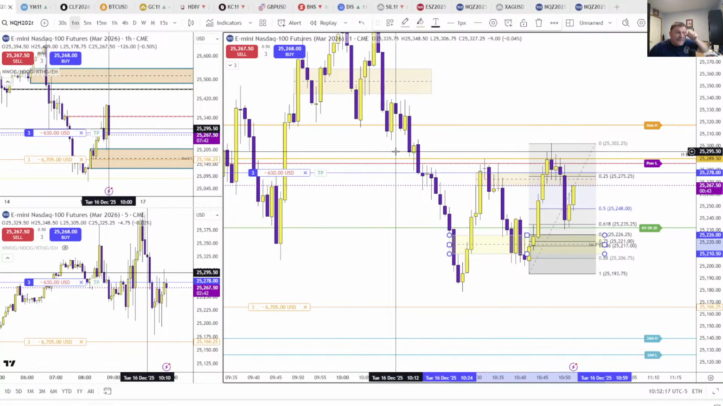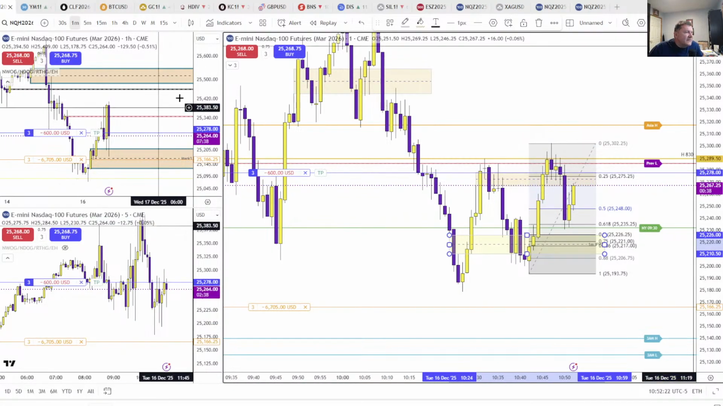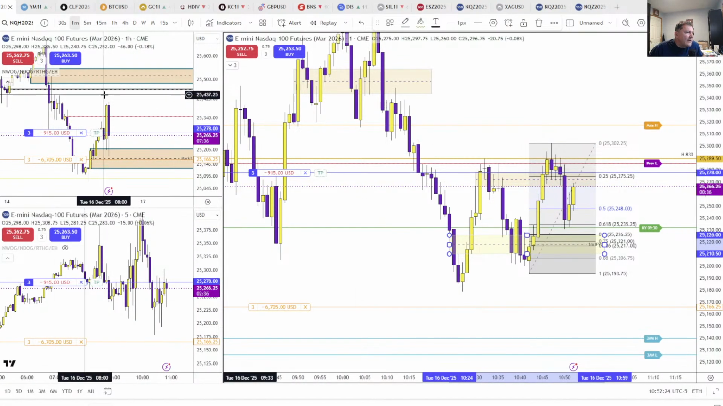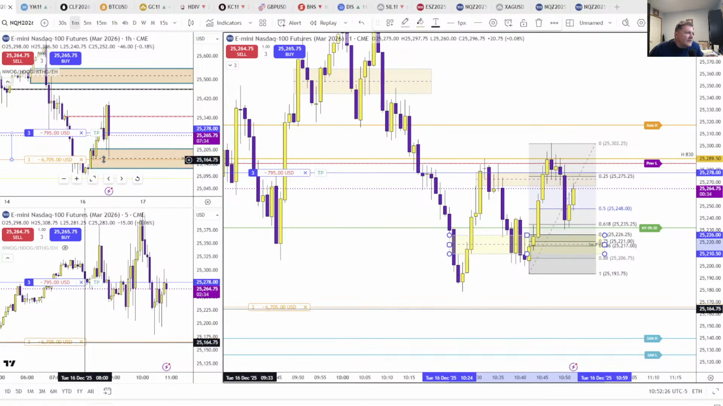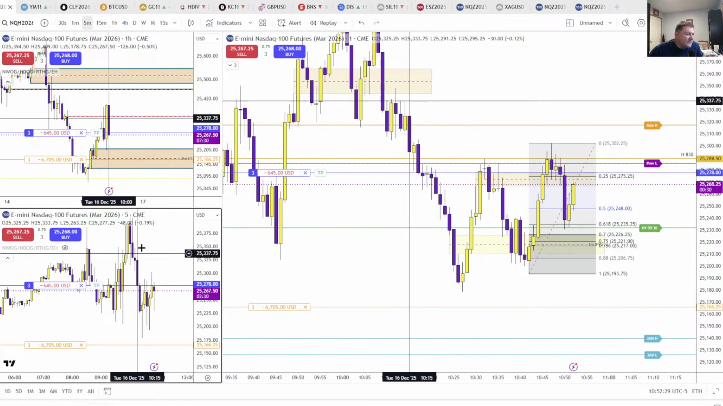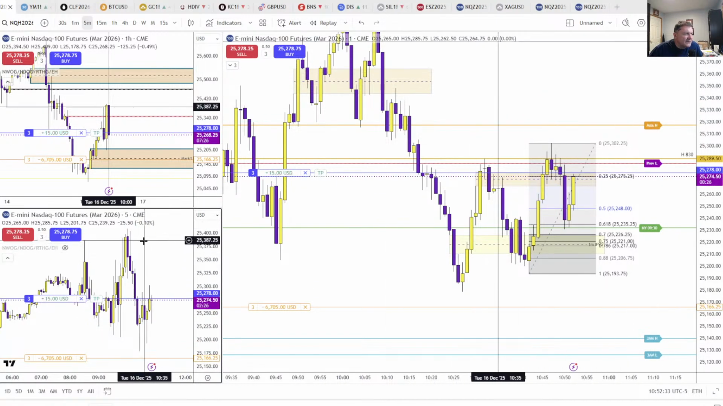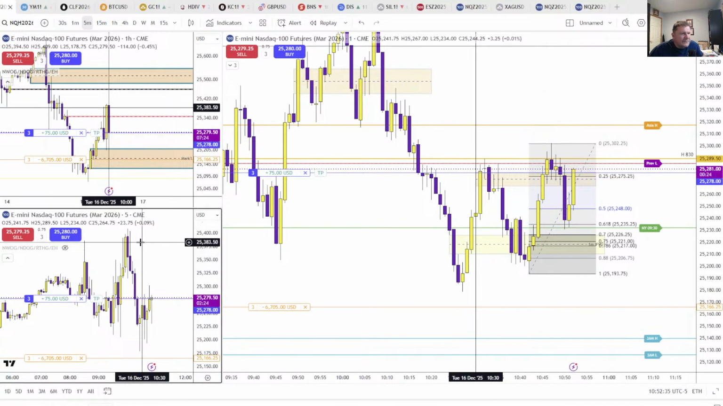Oh, you use it on the 5-minute chart. That's interesting. So you look at your 1 hour chart and you manage it on a 5-minute chart. New fair value gaps, new highs, new lows, so on and so forth. Okay, interesting.